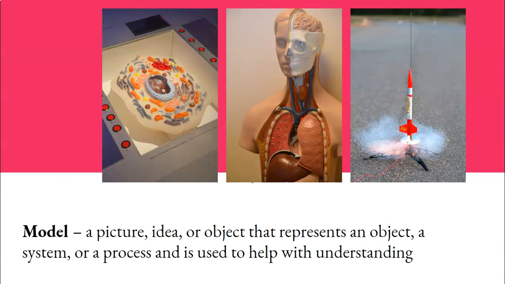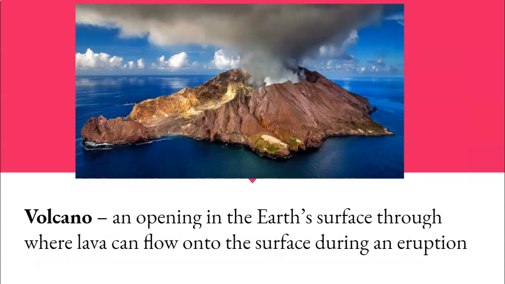Model: a picture, idea, or object that represents an object, a system, or a process and is used to help with understanding. So in science, we show a lot of models of what things actually look like. Volcano: an opening in the Earth's surface through which lava can flow onto the surface during an eruption. So we saw a video of the volcano erupting in Hawaii, and that's kind of what a volcano looks like. Not all volcanoes are surrounded by water; that's just what this picture looks like. There are some volcanoes on land where there's no water around them.